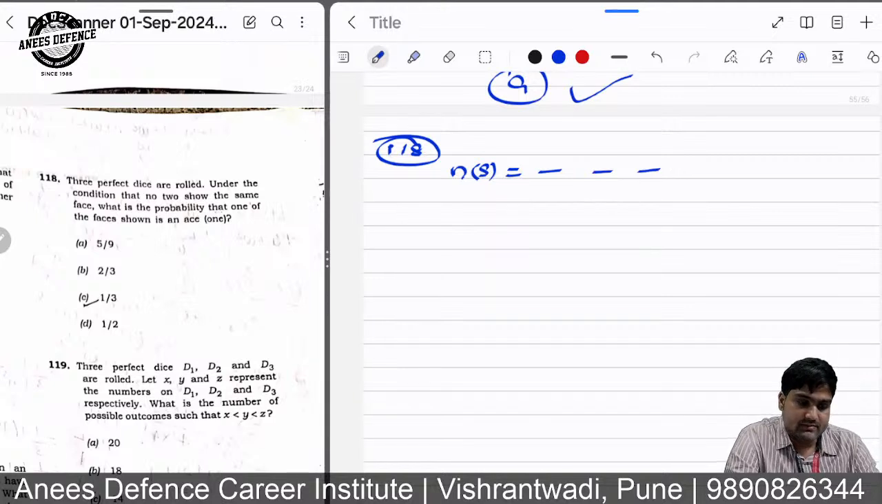Three faces, no two show the same faces. So all are distinct: 6 into 5 into 4. So the possible outcomes is 120.